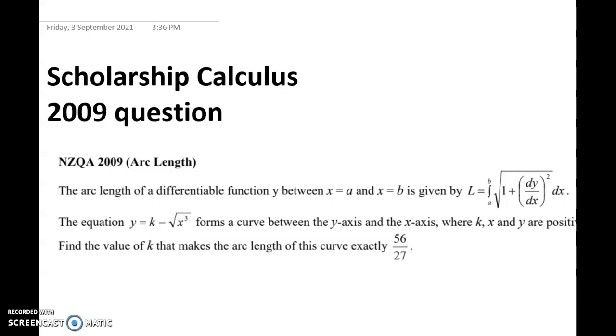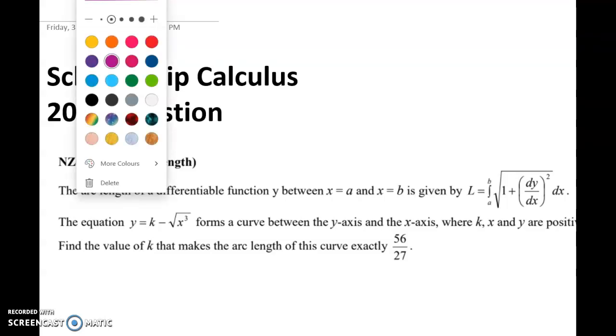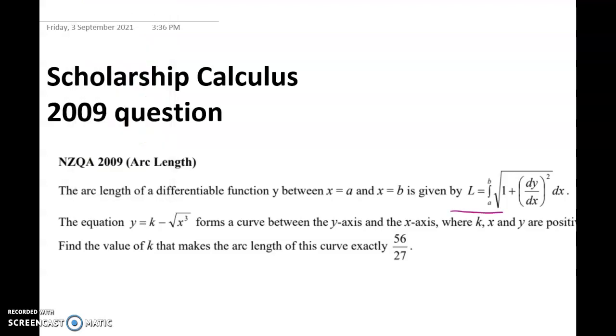So it's the one we did during today's online scholarship calc session, and it's the one where we have to find the arc length. But I've managed to do some cool GeoGebra to show you a bit better what's going on with this question. So we're given a differentiable function between 2 points, and we're told the formula for this. And the formula for this is given by this formula here, right? And this is the function we're working with.